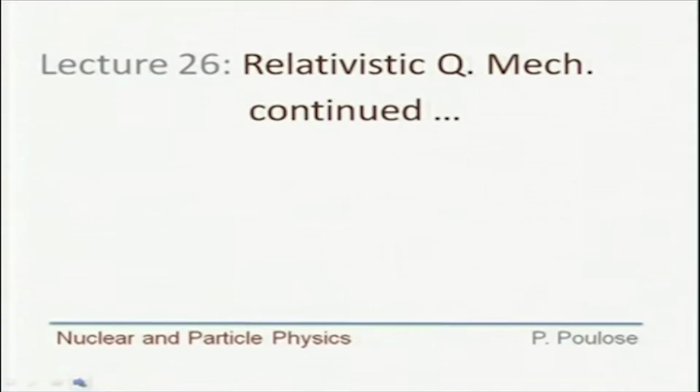We will continue our discussion on relativistic quantum mechanics. We were talking about the relativistic notations and how to combine the time coordinate and the spatial coordinates in a single entity called a 4-vector, and how they transform under coordinate transformations. Let us start with differential operators.